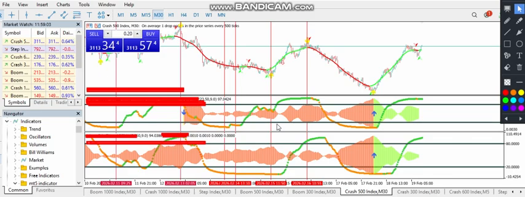And this indicator is for everybody. If you want to improve your skill in trading Boom and Crash, Step Index, and currency pairs, yes, it works on currency pairs. This is the best indicator that you can help yourself with.